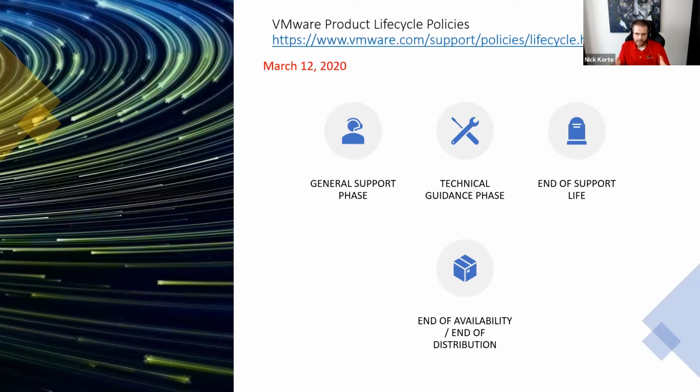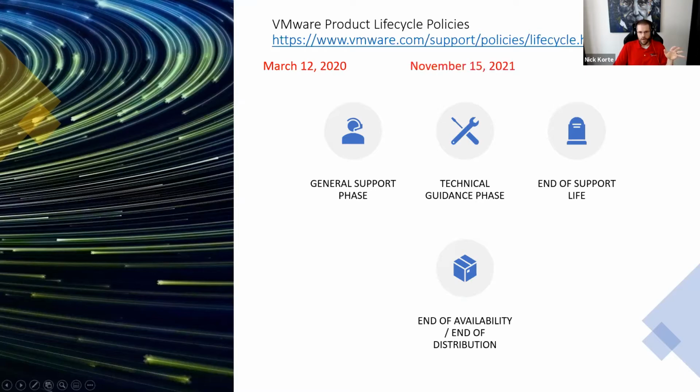You can still do email only support or on the web, but you can't do phone support. There's no Sev 1 support. There aren't going to be any new bug fixes or security patches. Support end of life means that VMware just doesn't support it anymore, period. End of availability means we don't sell it. End of distribution is we don't allow a download anymore.